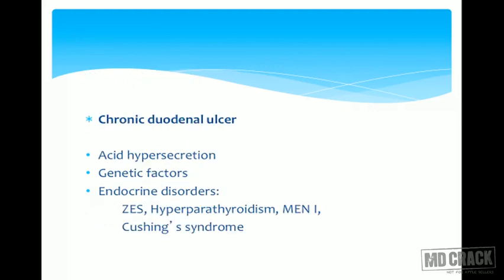Chronic duodenal ulcer is caused by acid hypersecretion. There are various genetic factors like O blood group. Then we have endocrine disorders like Zollinger-Ellison syndrome, hyperparathyroidism, multiple endocrine neoplasia type 1 and Cushing's syndrome.